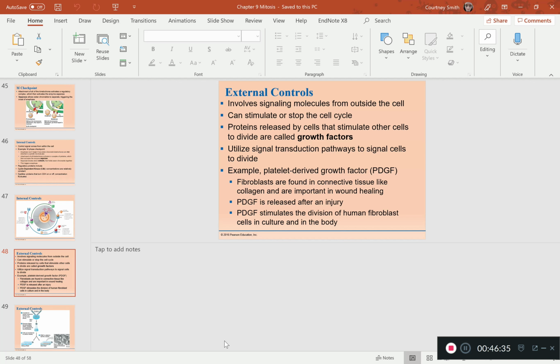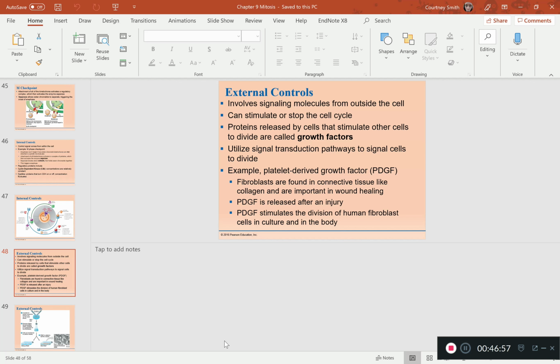And then proteins are released by the cell that will actually stimulate other cells. So if you want to make more cells, then what you'll do is that you'll actually start secreting out these growth factors so you can actually start growing more. A big example of this is the platelet-derived growth factors, so PDGF.